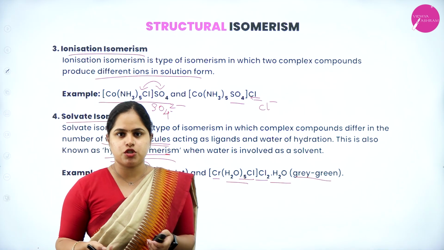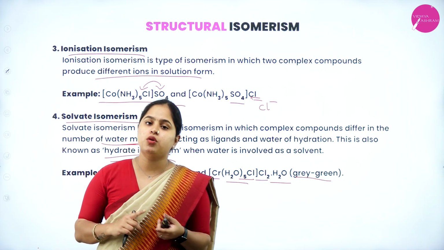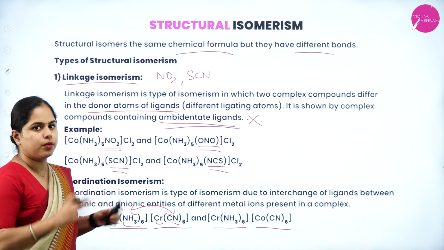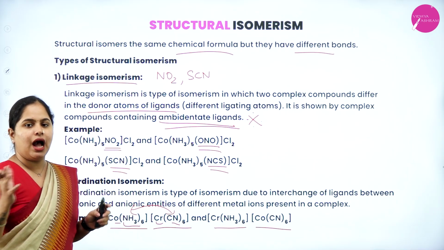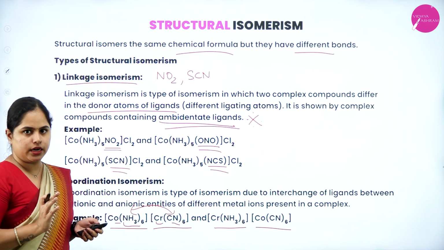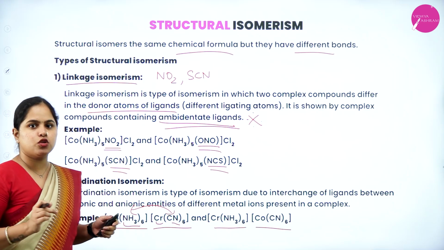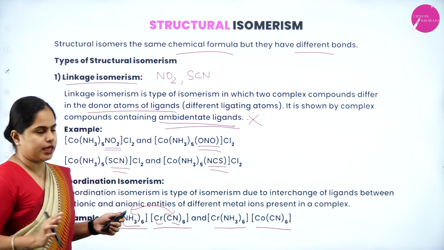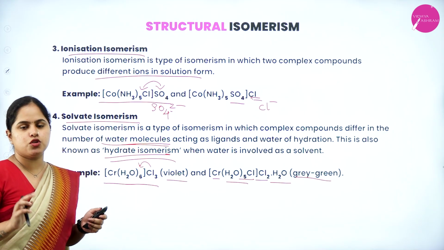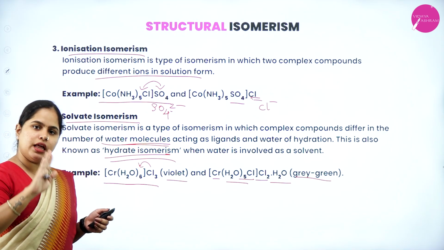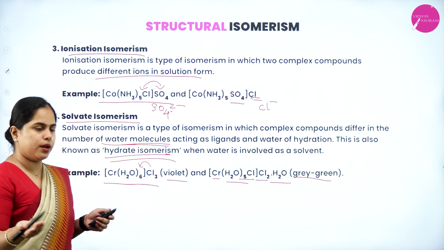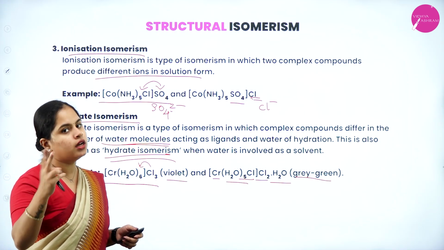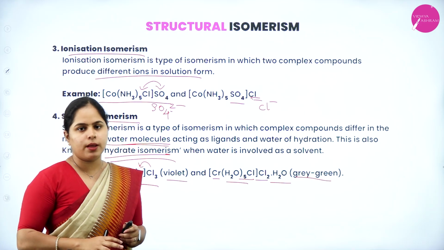So I hope structural isomerism is also clear for you. How can you remember linkage isomerism? Ambidentate ligand shows linkage isomerism. You have to just change the atom which forms the bond with the central metal atom, right? Coordination isomerism, two coordination spheres will be there. Just interchange the ligands there, right? Now ionization isomerism, put the counter ion inside and the ligand outside, right? And solvate isomerism or hydrate isomerism, just change the number of water molecules. Okay, so I hope that is clear.